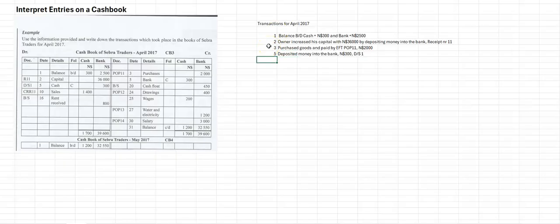Okay, then let me look for number 6. There's no number 6, no number 7, no number 8, no number 9. There's a 10. And here we have cash register roll 11, which means we have sales. We received cash for things sold. So we have the 10th here. We say cash sales as per cash register roll number 11 to the value of 1,400.